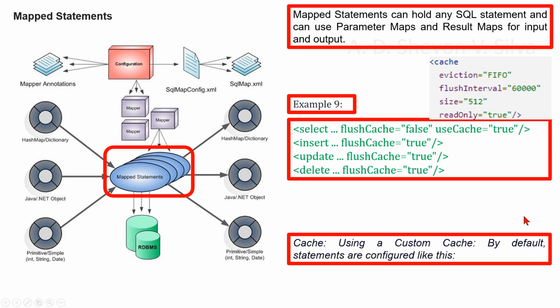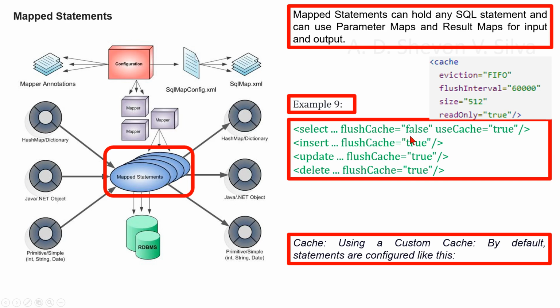Statements can modify how they interact with the cache, or exclude themselves completely, by using two simple attributes. On a statement by statement basis, by default the statements are configured like this. Since that's the default, you obviously should never explicitly configure a statement that way. Instead, only set the flush cache and use cache attributes if you want to change the default behavior.